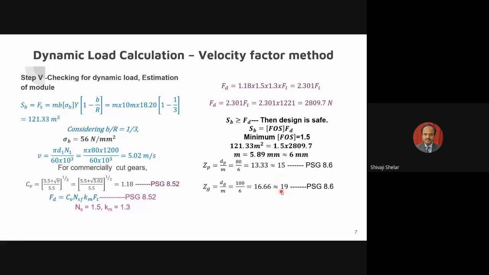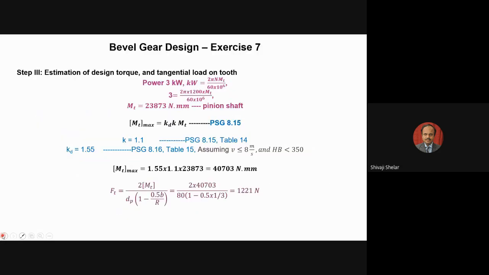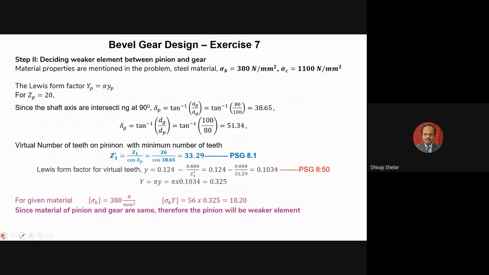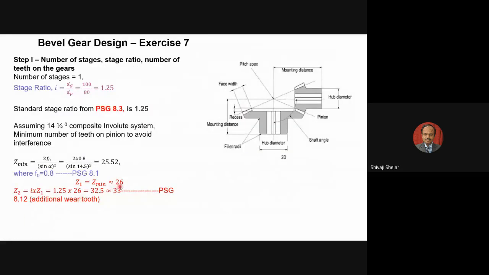Now, if we go to the previous slide here, we have done this calculation. Minimum we require 26 and 33 here, but this cannot be selected. If you select this, then your module value will be less than 6 mm, and if that module value is less than 6 mm, then your gear will fail under bending. You will not have sufficient beam strength.